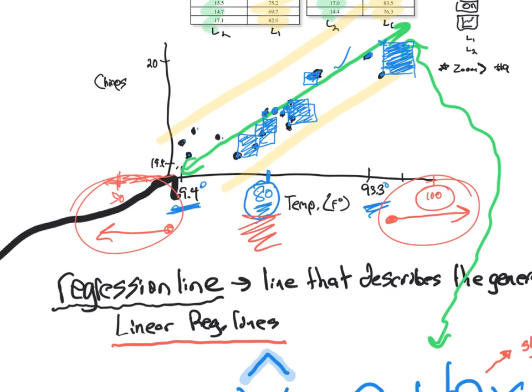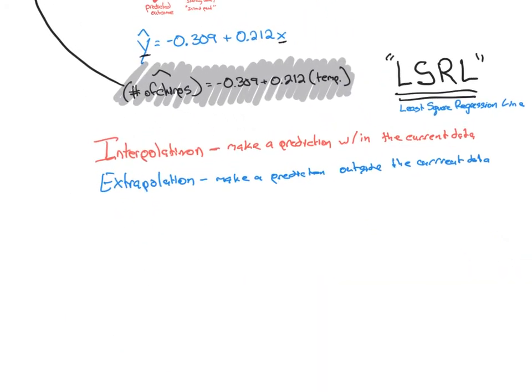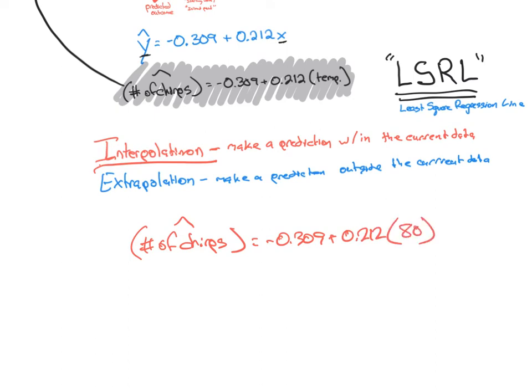Interpolations are usually okay if it is a strong linear pattern with a really, really good r value, right? So then that will tell you how confident you should feel in your predictions. And then you're just doing a little algebra. So let's say I wanted to do an interpolation of 80 degrees. So what we're going to do is we're going to have our number of chirps equal negative 0.309 plus 0.212 times the temperature, and the temperature, did you say 80 degrees? I sure did. So there it is right there.